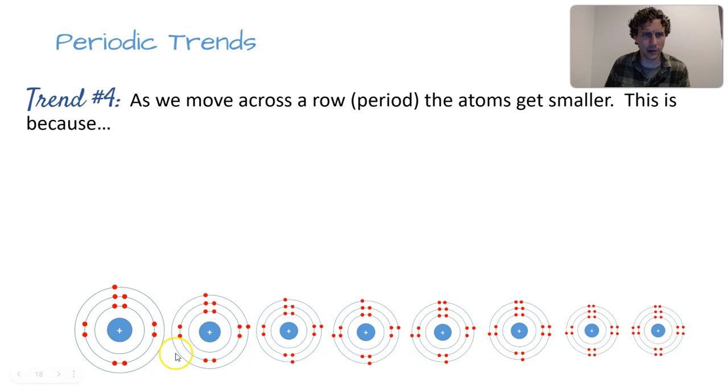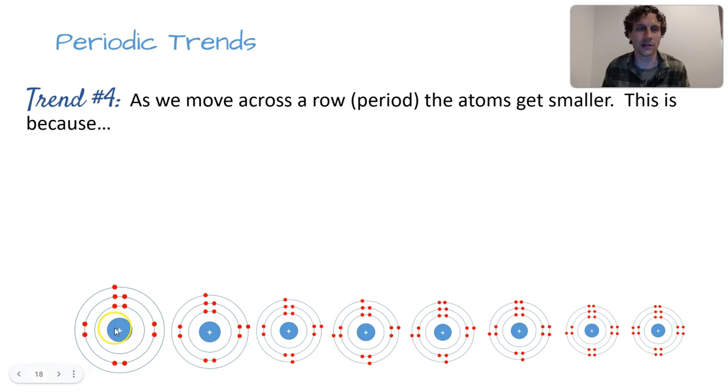I mean, this one here has fewer protons and fewer electrons than this one. Right? As we go across, we're adding protons and electrons. We're adding more stuff to them. Why are they getting smaller? Any guesses?